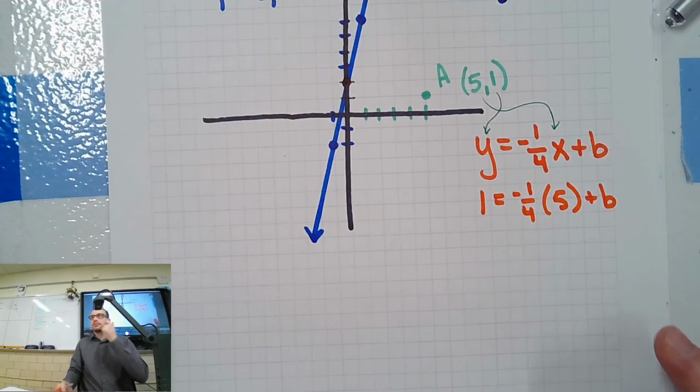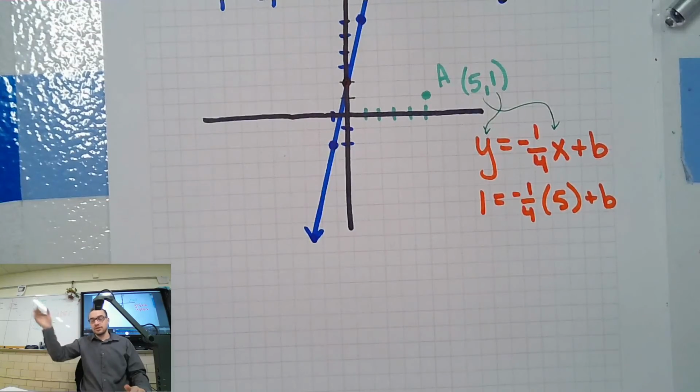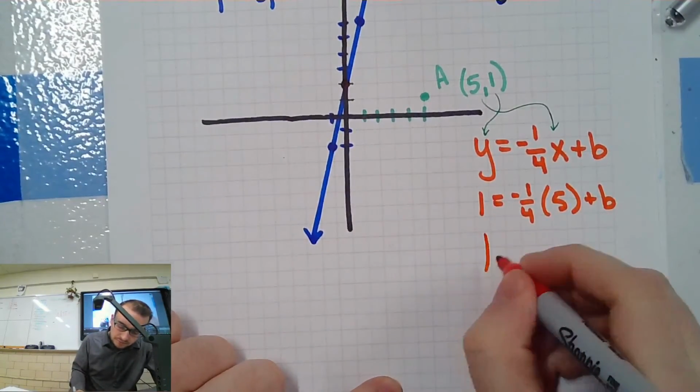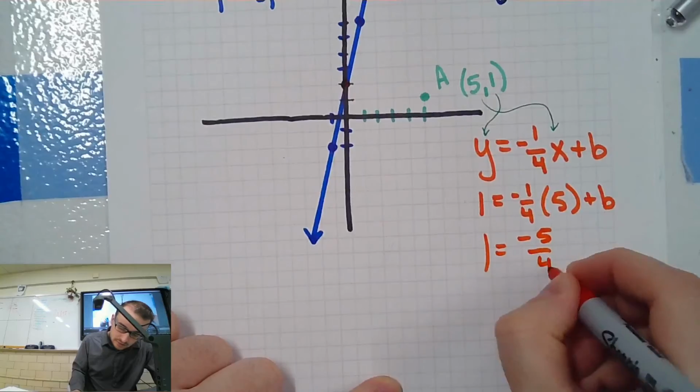Here's what I want you to do. I want you to stop writing. Eyes up here. I think it'll be better. This worked better for third, fourth, and sixth hour. Try this. So watch me. We agree?